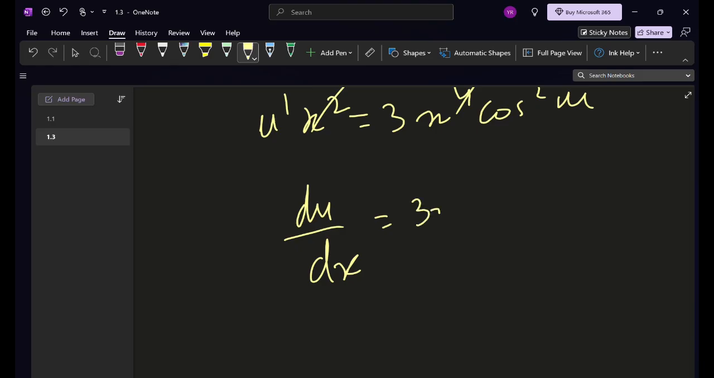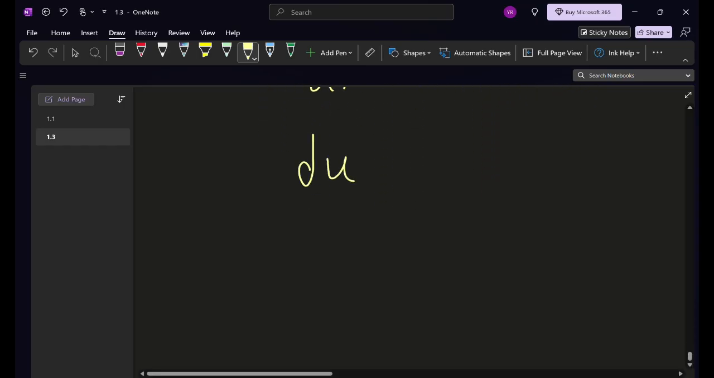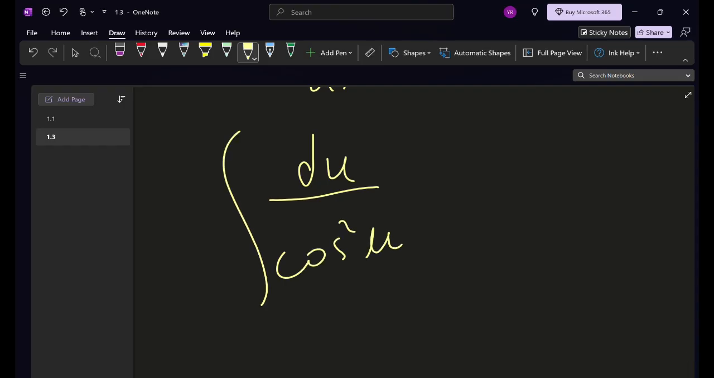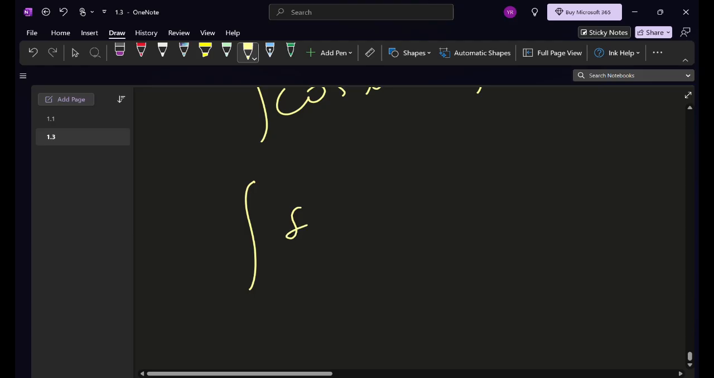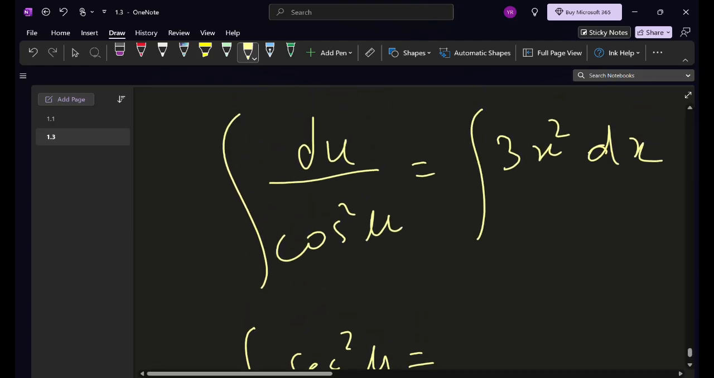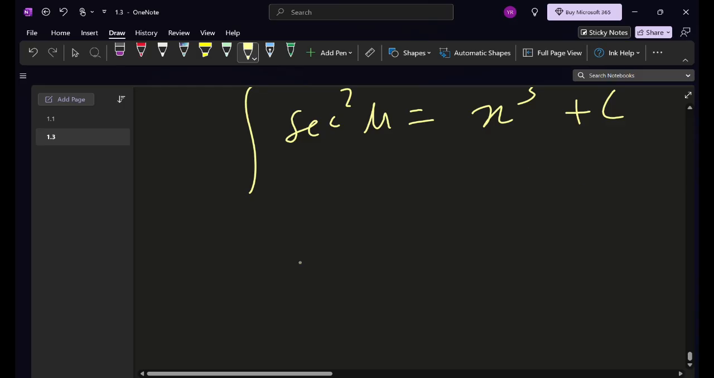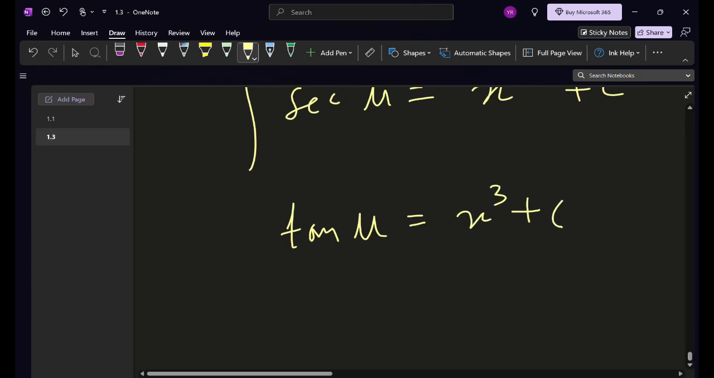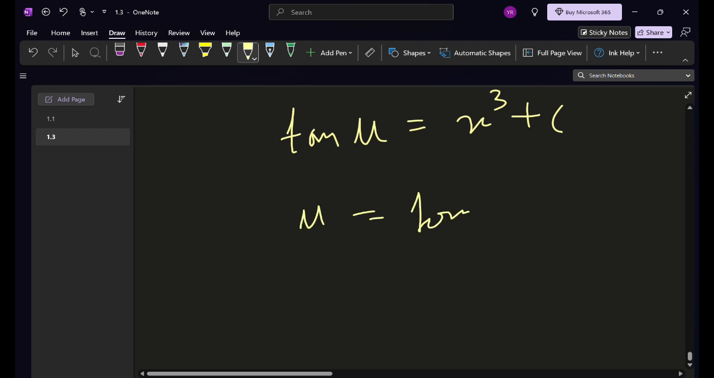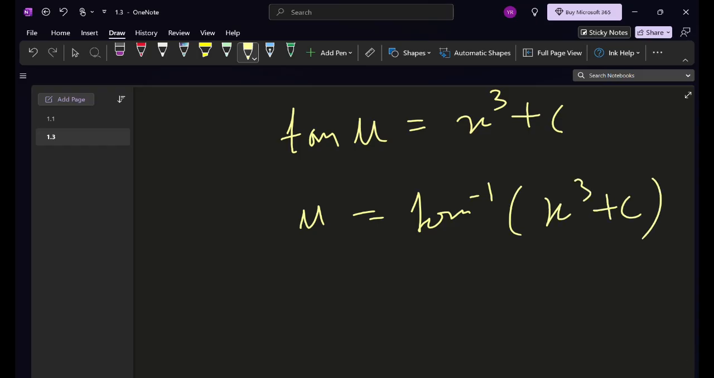We cut this too, so we get du by dx is equal to 3x square cos square u, and then we separate the variables, we get du by cos square u is equal to 3x square dx, and when we integrate, cos square u can also be written as sec square u, which we can integrate, so we get tan u is equal to x cube, and the 3 gets eliminated of course, plus c, which means u can be written as tan inverse of (x cube plus c).